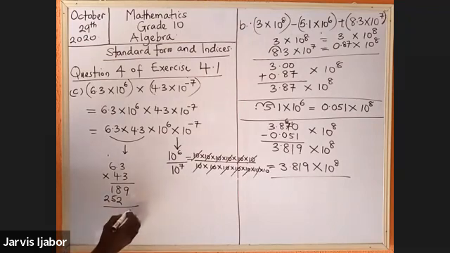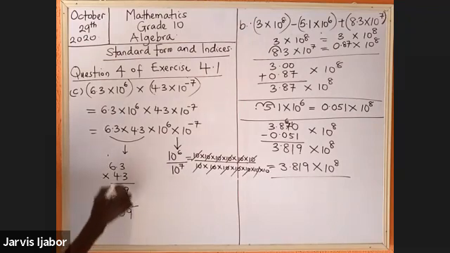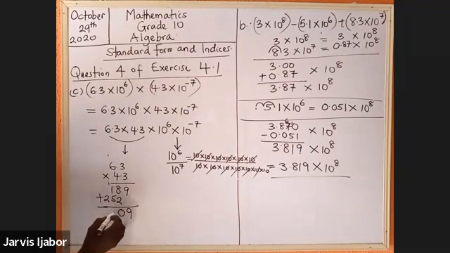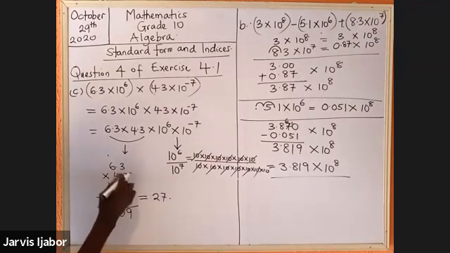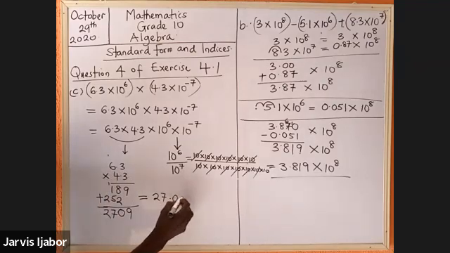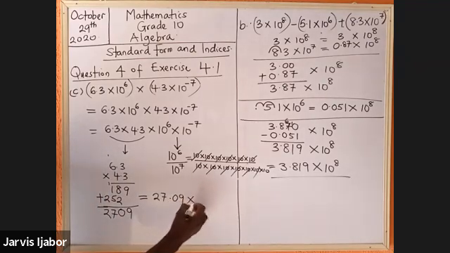And that should give me 9, 0, a carry of 1 to this part, which makes it 7. This is plus. Always remember to do that. That will be 7, and that will be 2. So what I'm going to have invariably will be something like this: 27.09 with 2 decimal places accounted for, times 1 over 10.